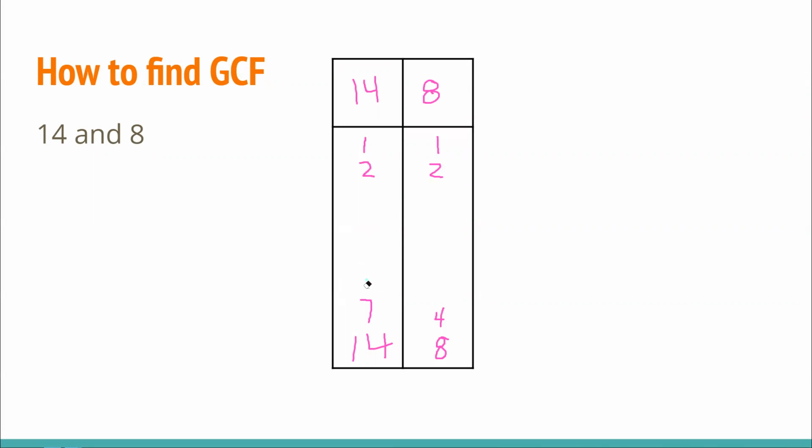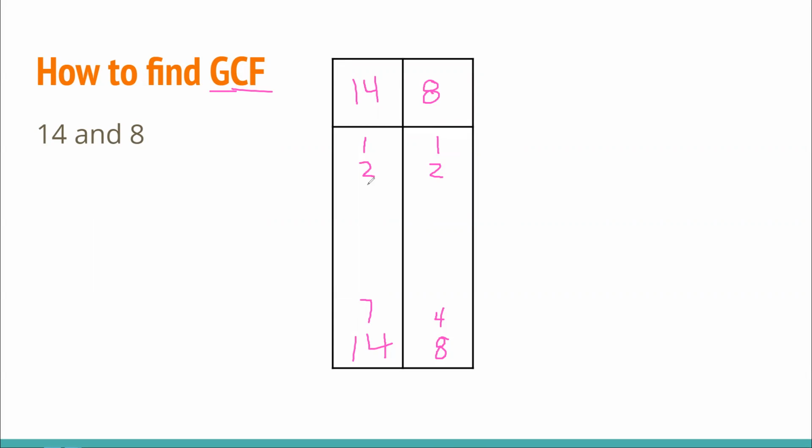So let me erase everything that we had besides those factors. Now I'm looking for the greatest common factor. So we want the greatest factor that they have in common. So I'll start at the top and work my way down. So I'm looking at 14. 8 doesn't have a 14. I look at 7. 8 doesn't have a 7.